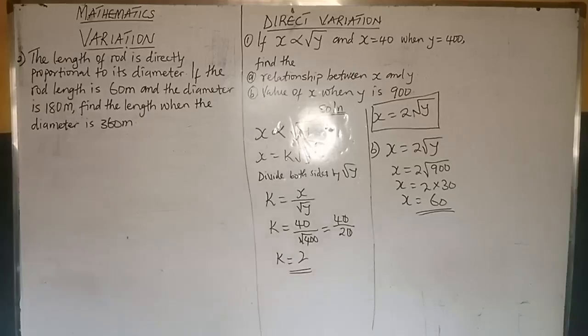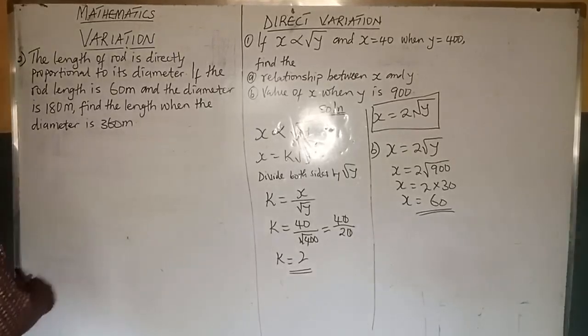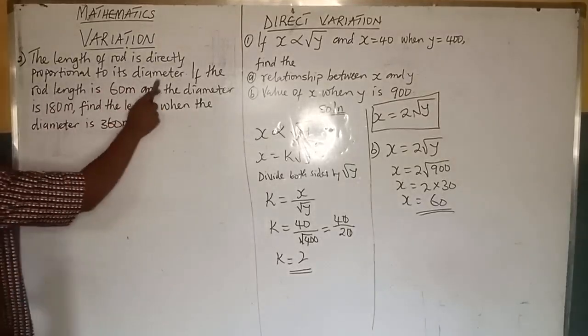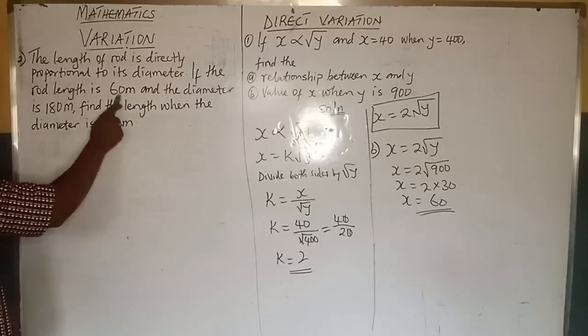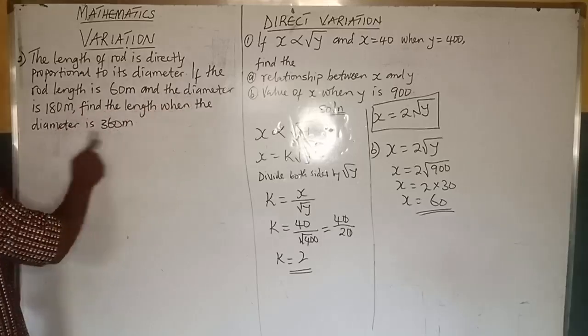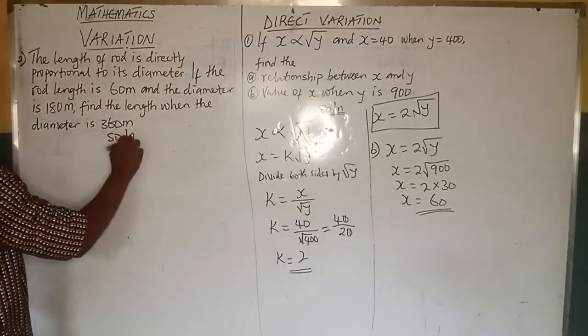Okay, look at the question on the board. This is example 2, still under direct variation. The length of a rod is directly proportional to its diameter. If the rod length is 60 meters and the diameter is 180 meters, find the length when the diameter is 360 meters. Solution, please follow me closely.